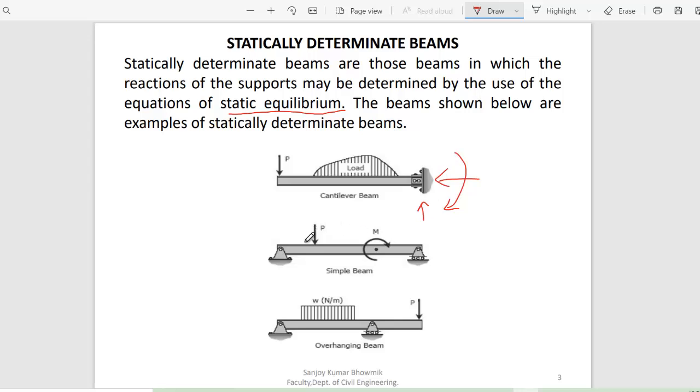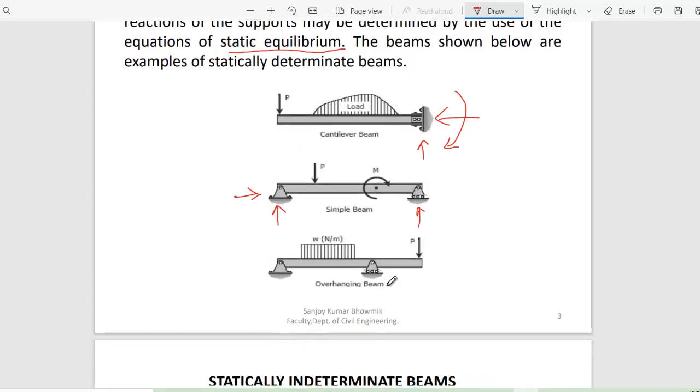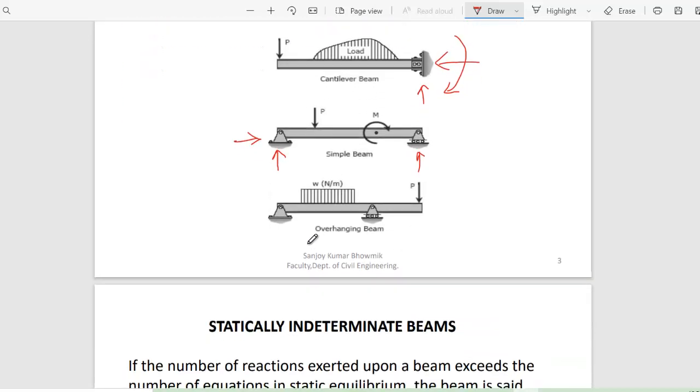Here you can see this is a pin support. A pin support will have two reactions, vertical and horizontal, and a roller support will have only the vertical reaction. So one, two, three: three unknowns. So that means it can be found. Do you understand? Okay, similar situation for this.